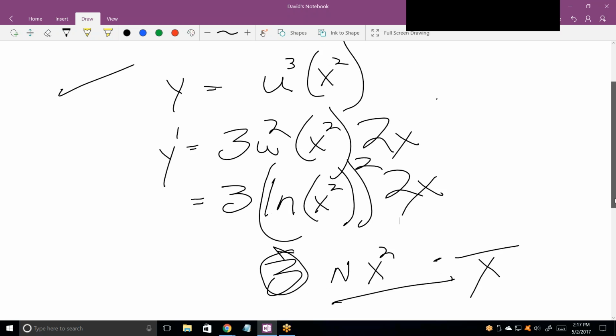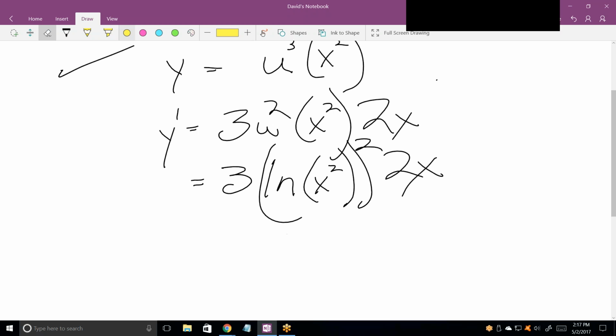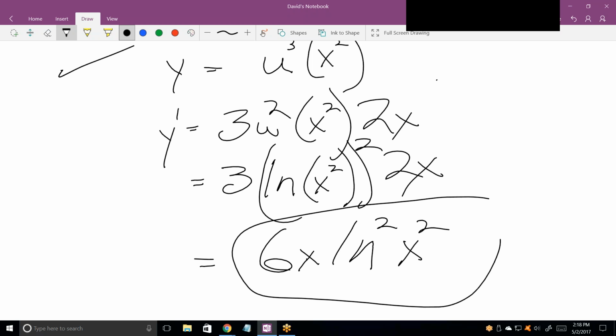What that seems to me like it should be, hold on, 6x ln squared of x squared. That all makes sense to me, and that is the answer I believe I came up with originally. And that squared there I can put there. Yeah, exactly. So I think that's the answer.